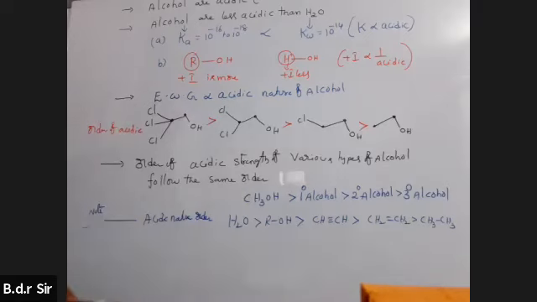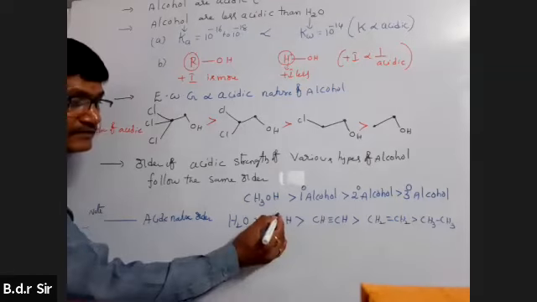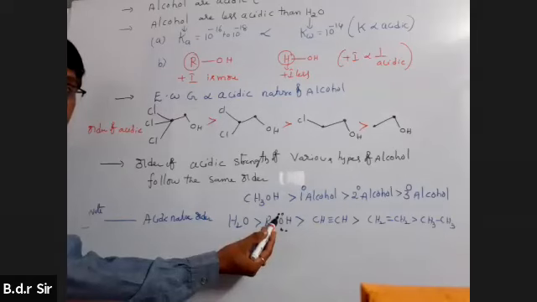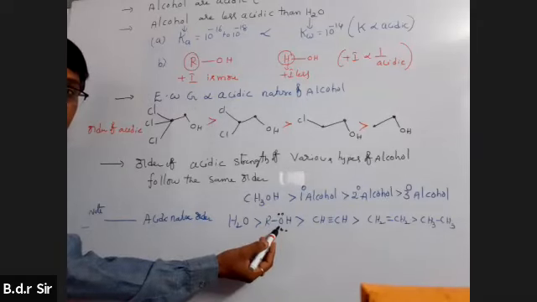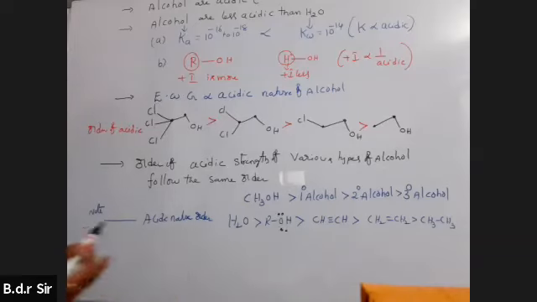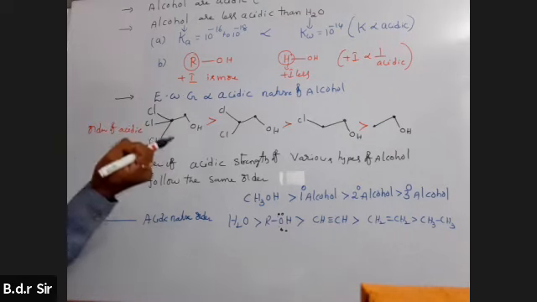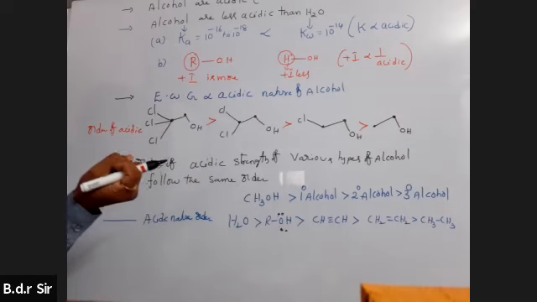Last point in reaction with alkali metal. Here, on oxygen, two lone pairs are there. Due to the presence of two lone pairs on oxygen, it can accept protons. A proton acceptor is called a Bronsted-Lowry base.